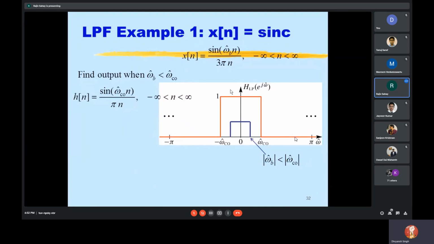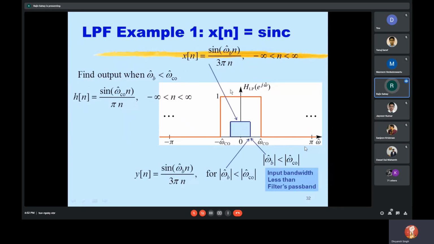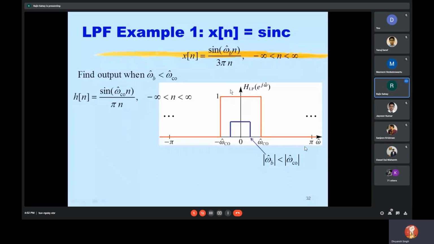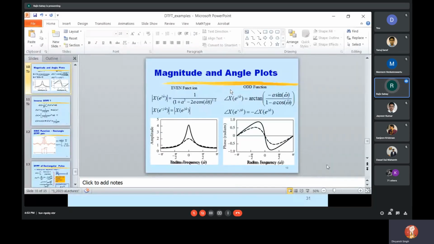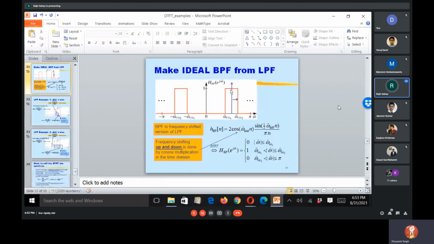Okay, so I think I'm just stopping with this today. We'll continue with a little bit more examples and then we'll move into Z transforms. Hopefully we will do Z transforms in the next week.